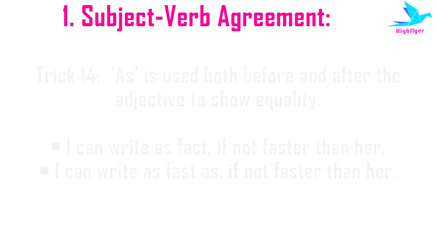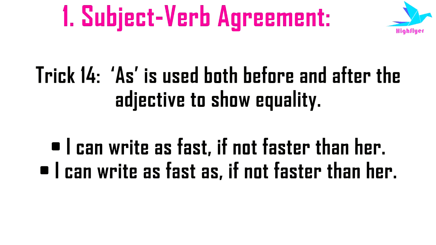Next trick. As is used both before and after the adjective to show equality. For example, "I can write as fast, if not faster than her." This is an incorrect statement. The correct statement is "I can write as fast as, if not faster than her."